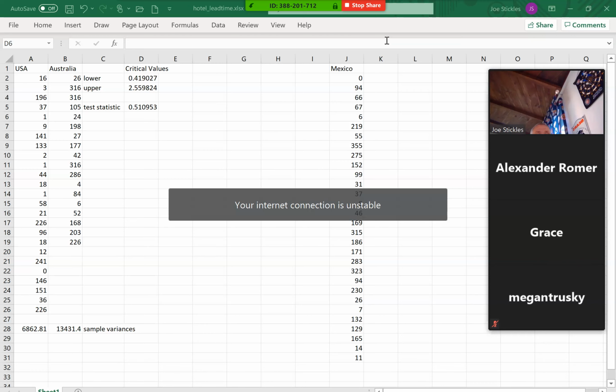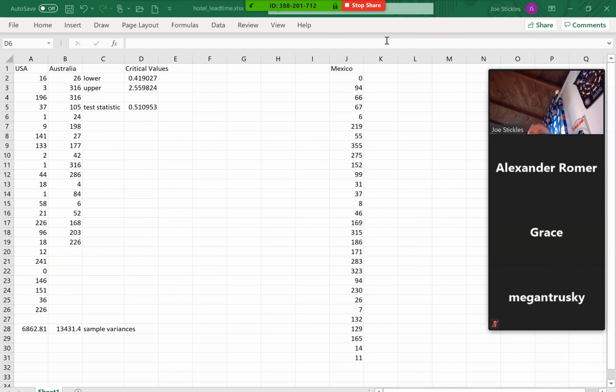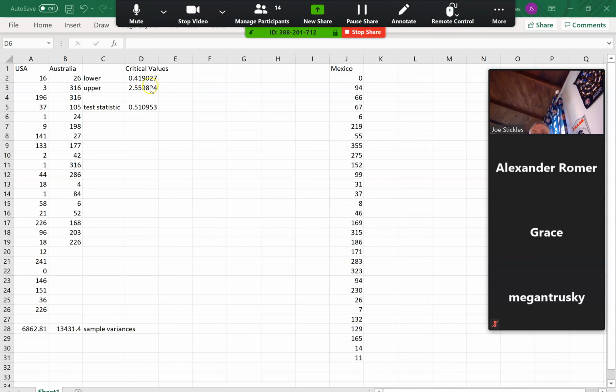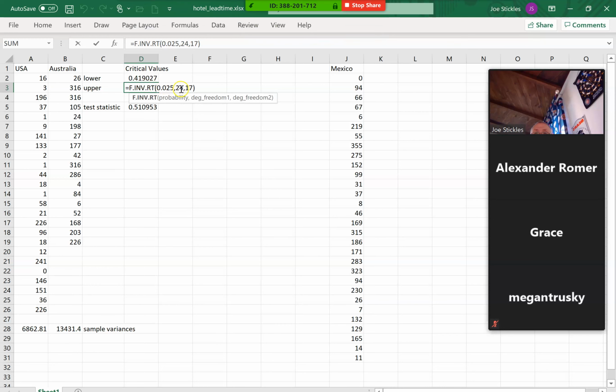Can you explain again how you got the right tail? Did you use the degrees of freedom for Australia on top or USA? That part was all cut out. I used the right tail, so I still had USA on top and Australia on bottom. Okay. What was the TS? This is just the ratio of USA to Australia.